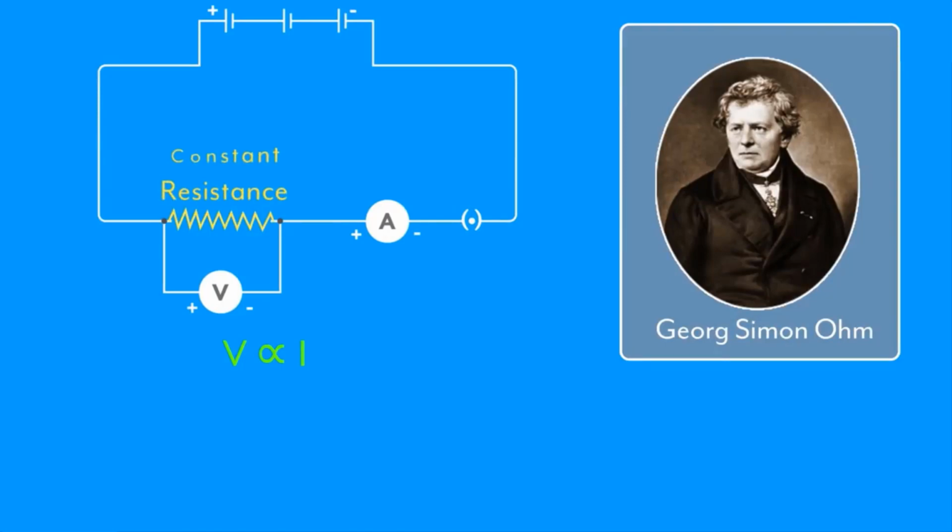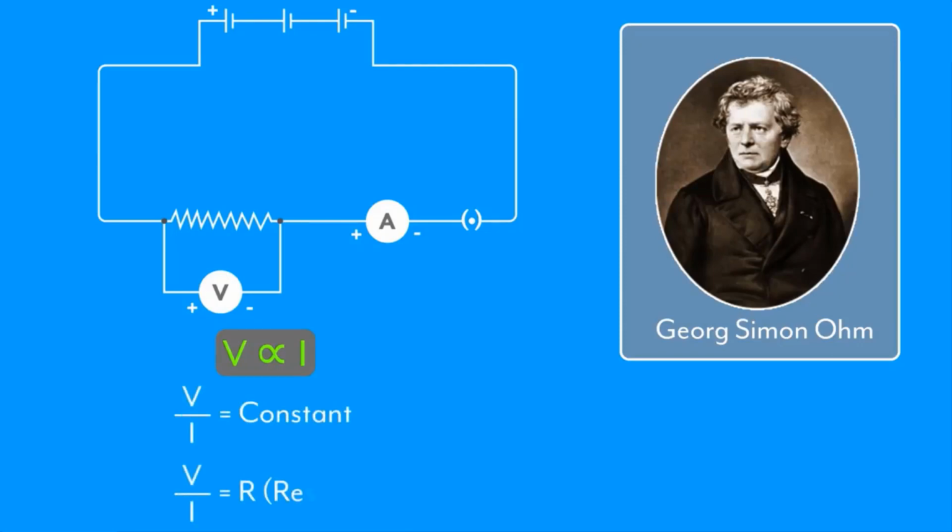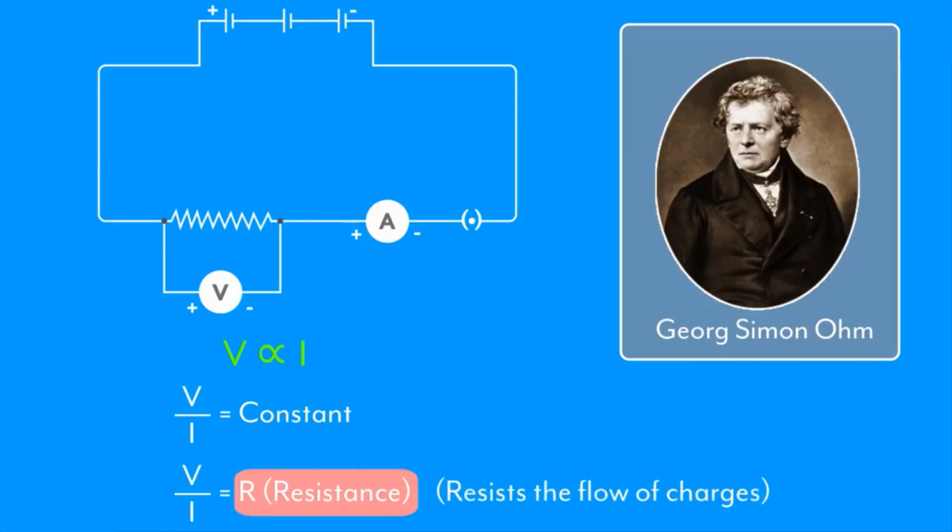Notice that the resistance here is constant, and we also assume that all other factors including temperature are also constant. This is the Ohm's law. If V is directly proportional to I, it also means that V over I is constant, and that constant is nothing but R or the resistance. What is resistance? It is simply the property of a conductor to resist the flow of charges through it. Here in this experiment, it was constant.